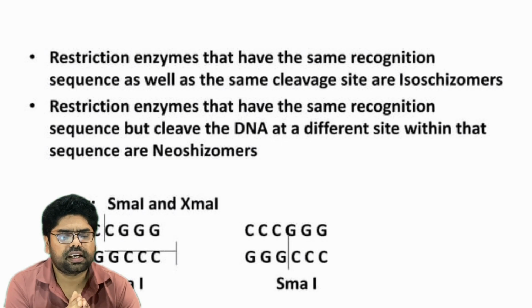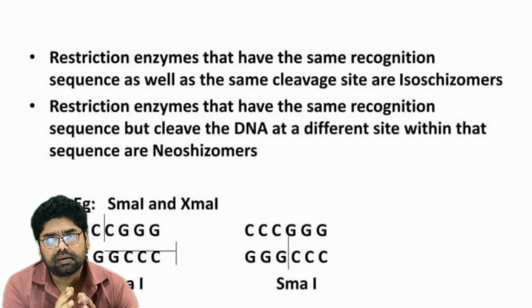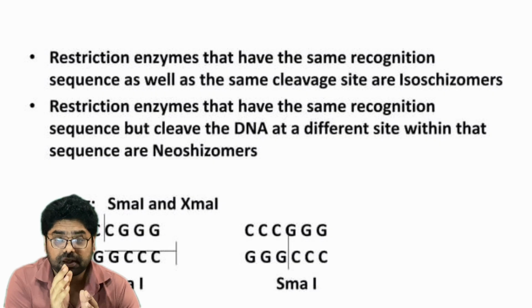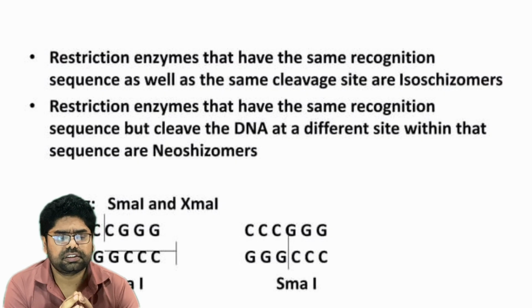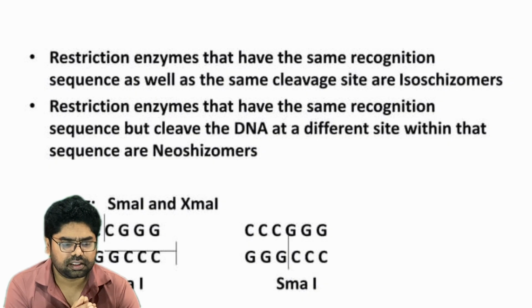Now, what are isoschizomers and neoschizomers? Restriction enzymes that have the same recognition sequence as well as the same cleavage site are called isoschizomers. These enzymes are mostly used in labs. Restriction enzymes that have the same recognition sequence but cleave at different sites within that sequence are called neoschizomers. As you can see, two examples are there. The first one is SmaI, together with XmaI, which is basically the isoschizomer, and another one is SmaI, which is a neoschizomer.